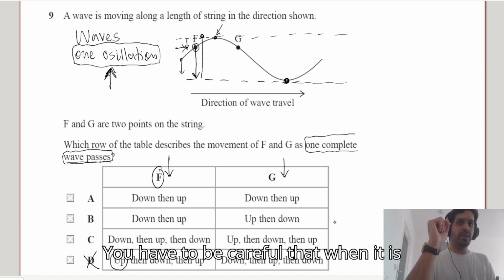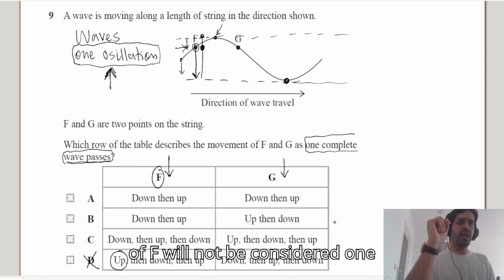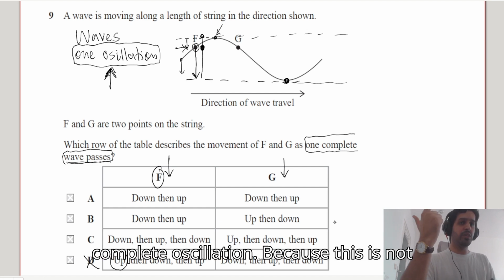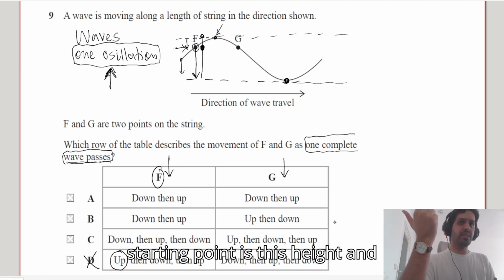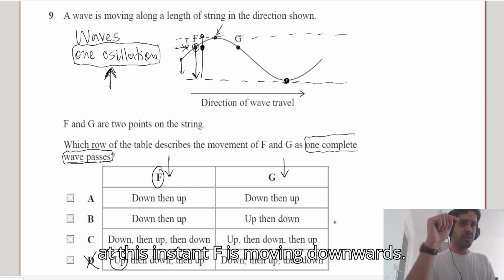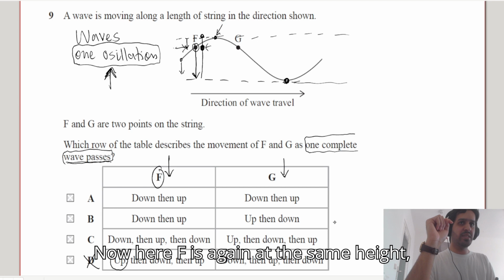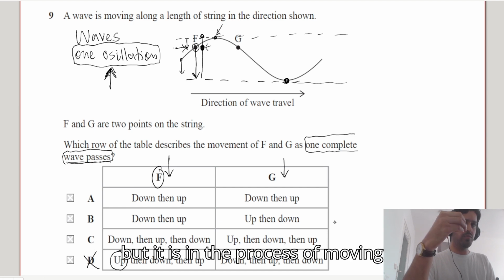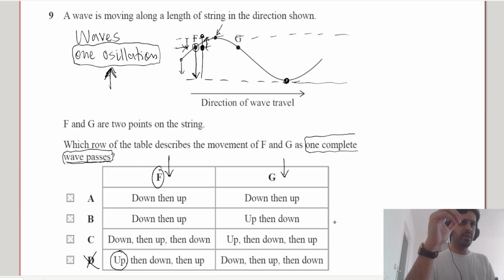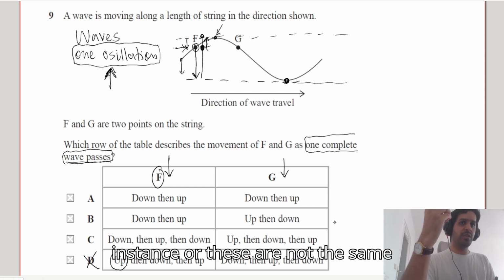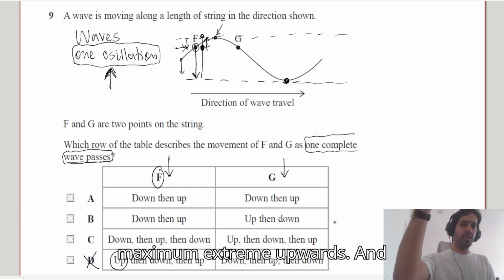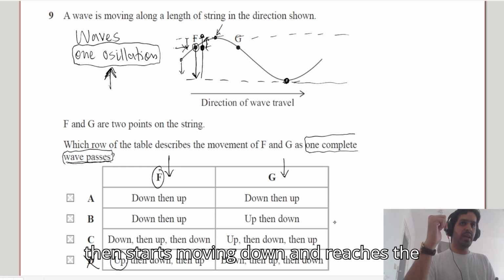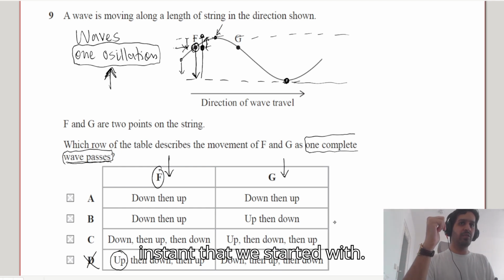You have to be careful that when it is moving back up, and let's say it reaches the same height, this position of F will not be considered one complete oscillation, because this is not the same as the starting point. The starting point is this height, and at this instant F is moving downwards. Now here F is again at the same height, but it is in the process of moving upwards. So these are not the same instant, or these are not the same points. The same point will be when F reaches the maximum extreme upwards and then starts moving down and reaches the same height. This will be the same instant that we started with.